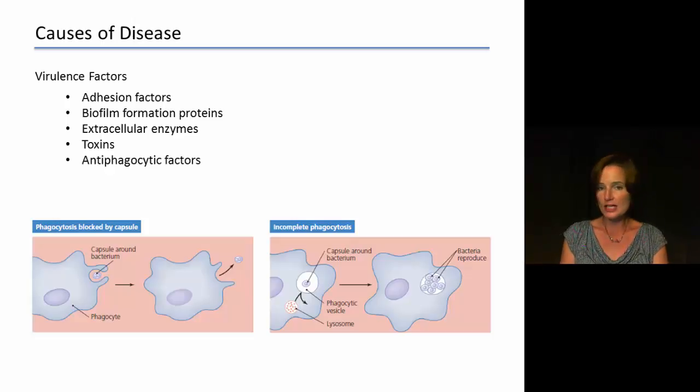There are a couple different ways that this can happen, and they're illustrated in the images right here. It might be that the bacteria has a particular capsule around them that prevents the host cell from actually being able to really break it down. We could also have an example where the capsule protects the bacteria, and then the bacteria, even if they're engulfed, can continue to reproduce inside of the cell that did engulf them. Both of those, again, are a way to get around the defenses of the host cell.